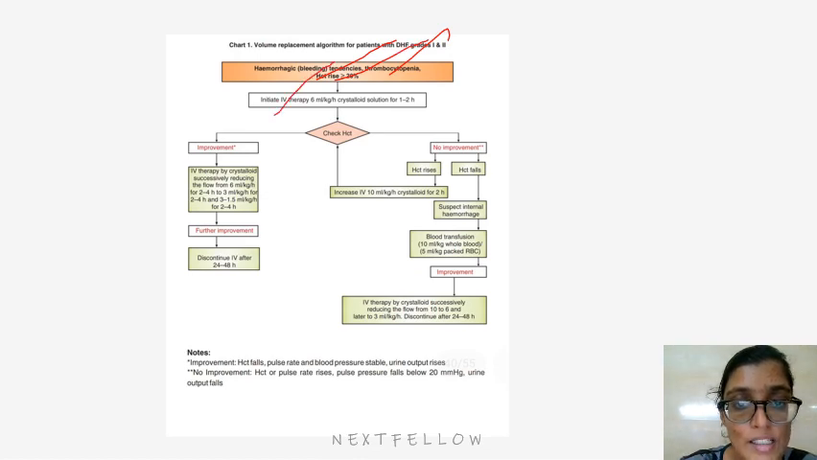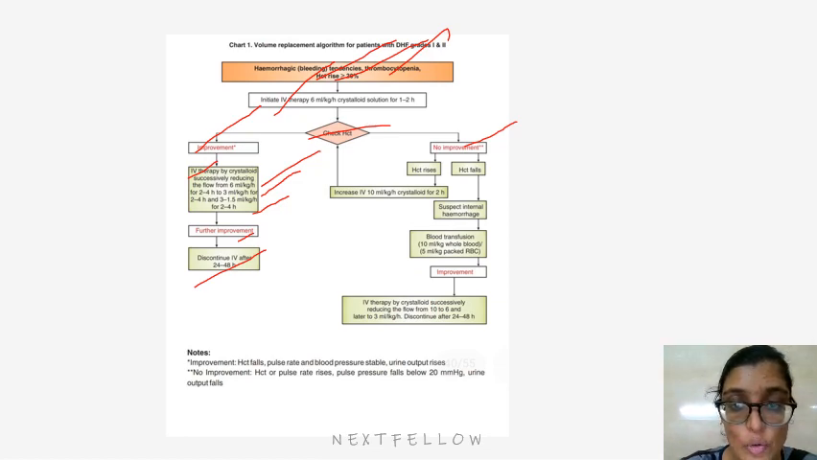Initiate IV therapy at 6 ml per kg per hour crystalloid solution for 1 or 2 hours. Check hematocrit if there is improvement and if there is no improvement. If there is improvement, you will give crystalloid, and this rate is very important. You will give it 6 ml per kg per hour for 2 to 4 hours, followed by 3 ml per kg per hour for next 2 to 4 hours, followed by 1.5 ml per kg per hour for next 2 to 4 hours. Further improvement, discontinue IV after 24 to 48 hours.